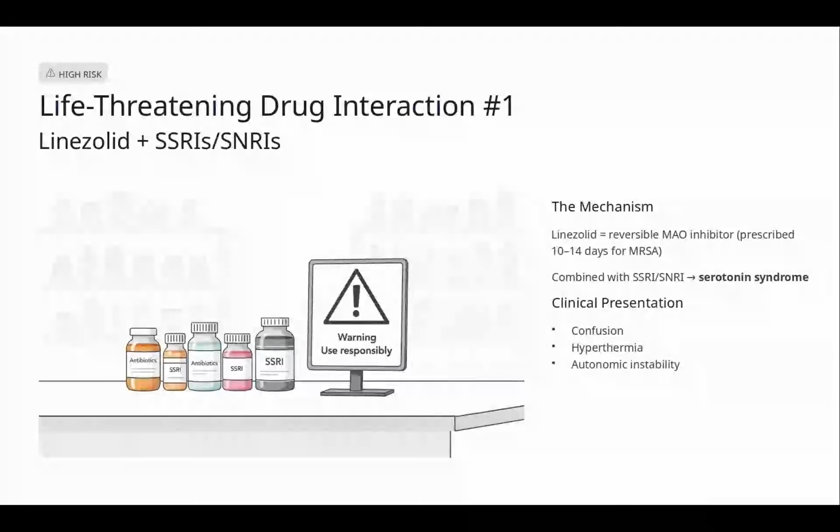Linezolid and SSRIs and SNRIs. Linezolid is an antibiotic used for MRSA infections, typically prescribed for 10 to 14 days, but it's also a weak, reversible monoamine oxidase inhibitor. When a patient on an SSRI or SNRI receives linezolid for a skin infection, the combination can precipitate serotonin syndrome, confusion, hyperthermia, and autonomic instability. This is a classic scenario. The psychiatrist isn't consulting when the antibiotic is prescribed, but the interaction is life-threatening.